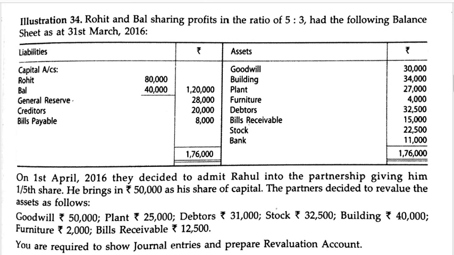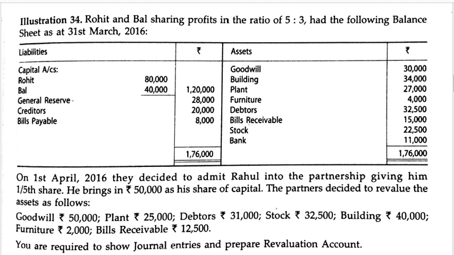Rohit and Bal, sharing profits in the ratio of 5:3, had the following balance sheet as at 31st March 2016. Goodwill is appearing in the books at 30,000, then building, plant, furniture, debtors, bills receivable, stock and bank. On the liability side, we have the capital accounts of Rohit and Bal, then journal reserve, creditors and bills payable.